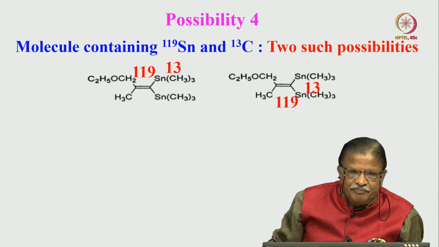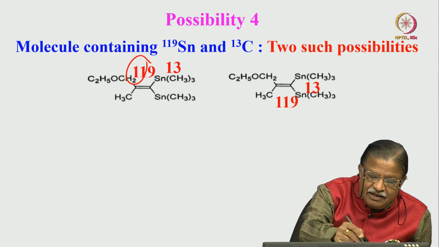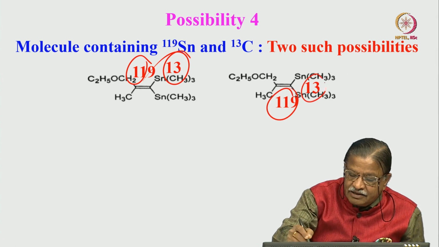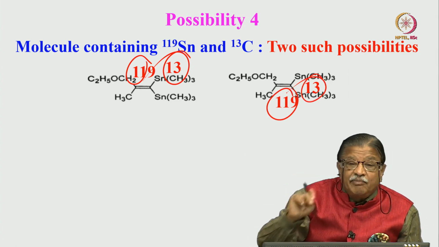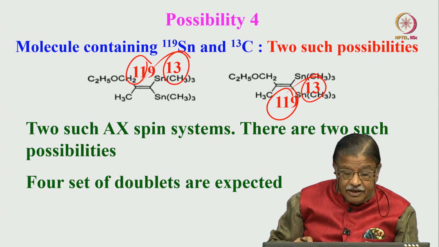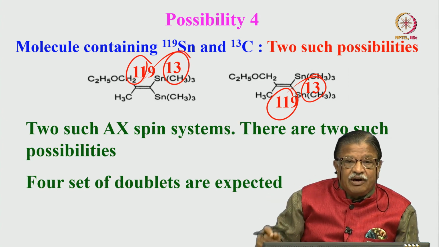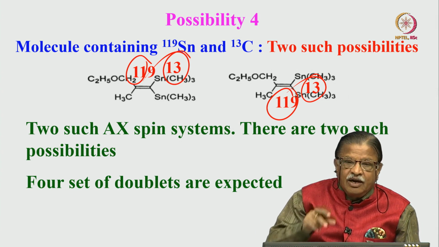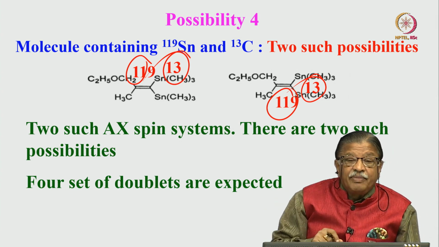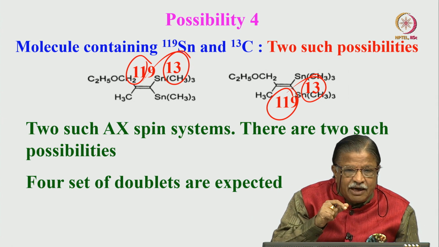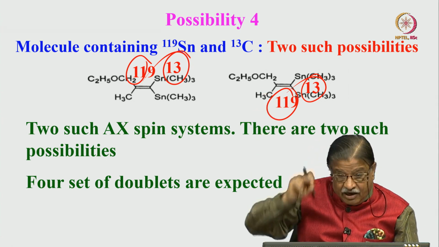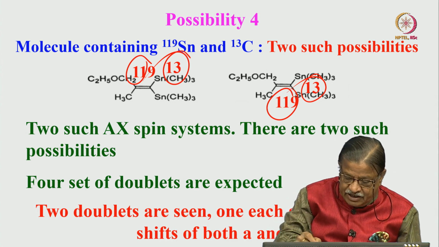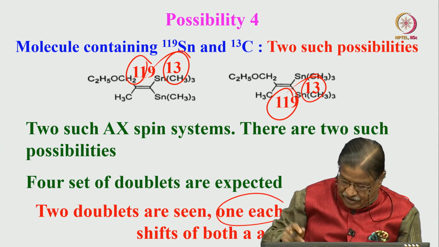Another possibility: this is 119, this is carbon 13. There can be a coupling between them, in which case again it forms 2 AX spin systems, and you get 4 sets of doublets. 2 doublets at 119. And where do you get the other set of 2 doublets? Carbon 13 NMR. So, 2 doublets are seen, each for the chemical shift of A and B.